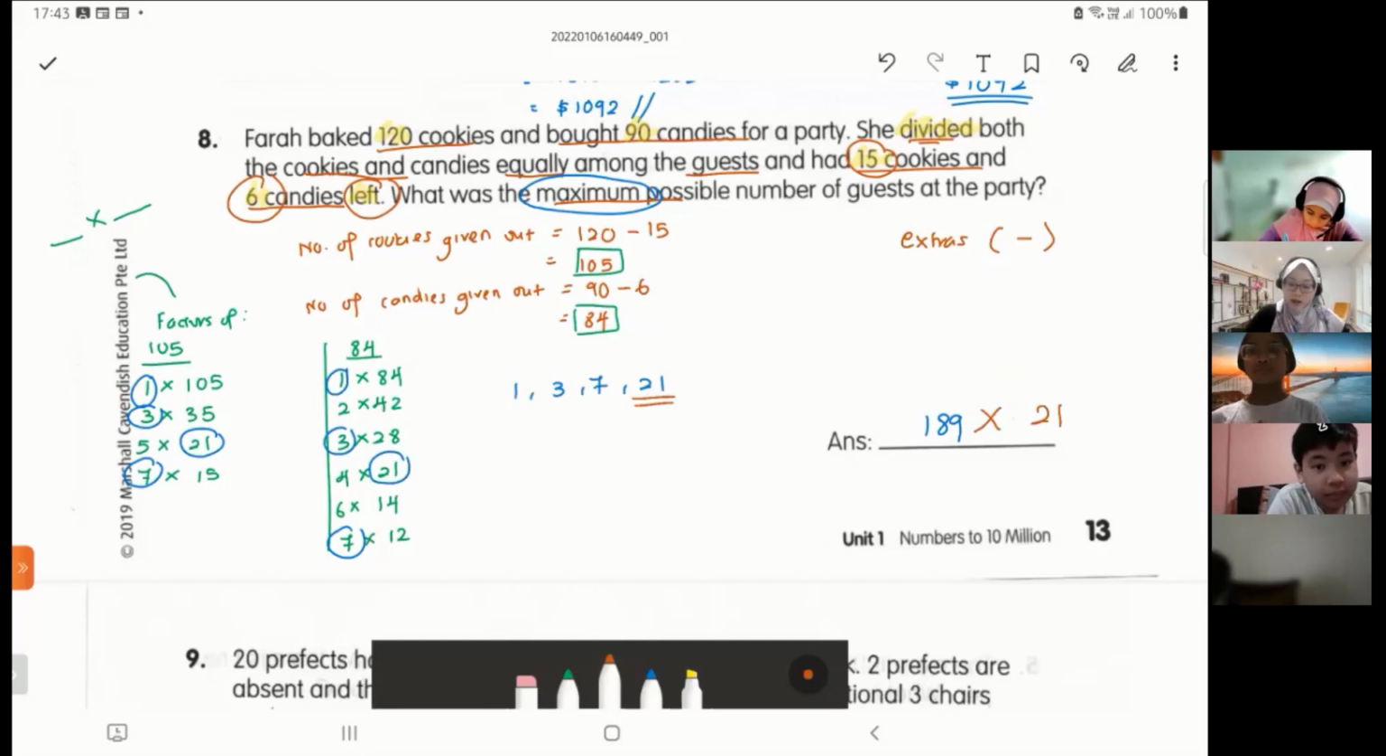I cannot have 1. 1 is definitely out. I can't invite only one person. If I divide everything into 1, it means I give everything to that one person. Cannot be, right? Okay, 3 is small. 7 is small. It should be 21. That's my correct answer.